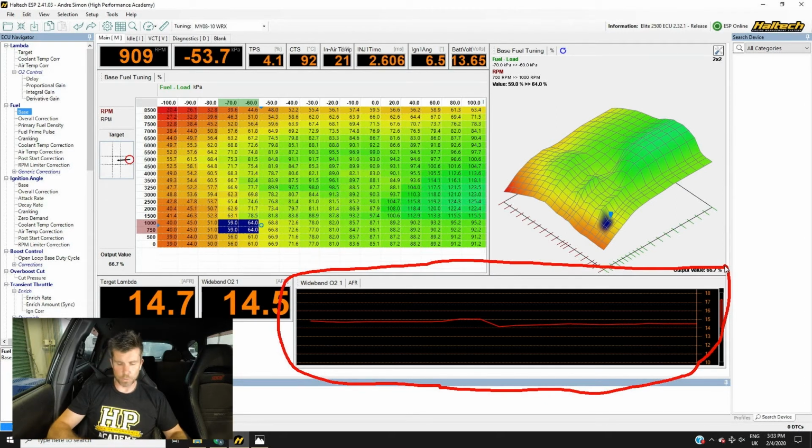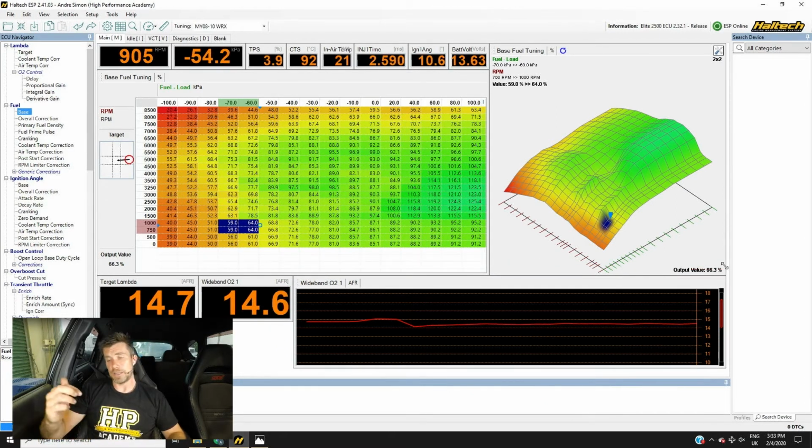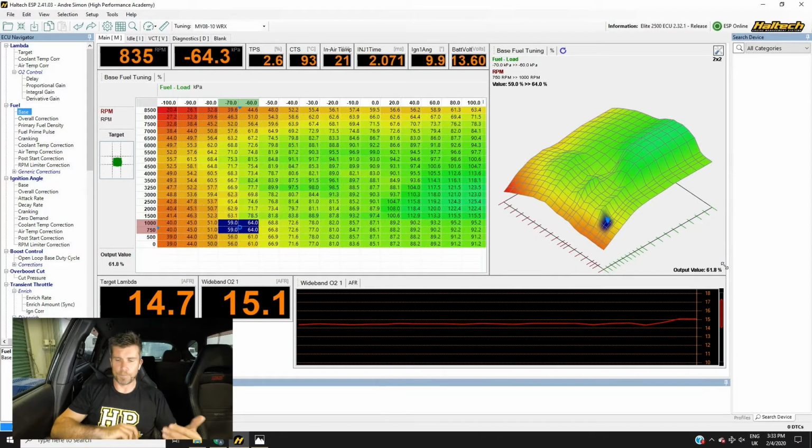When we get into this, I will disable the air conditioning so we don't have anything upsetting what's going on.